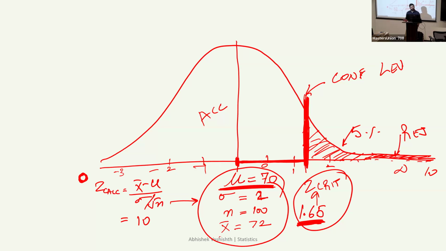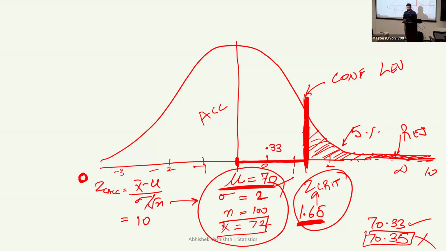How much is this tolerance? I found out 0.33. So even if the X bar value comes out to be 70.33, I will say that whatever you are claiming is true. If it goes beyond that, my friend, if it is 70.35 also, I will say no. This is not because of the sampling error. There is something wrong with your claim. The claim is not true. And that is how I reject the hypothesis that mu is equal to 70.